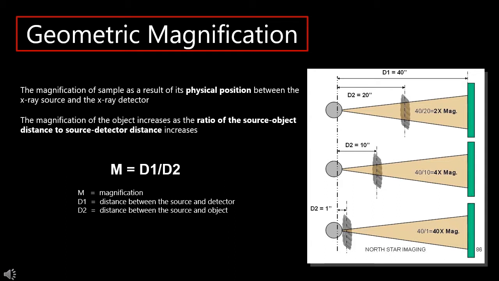So we can see here that as the object is placed nearer to the X-ray source and farther away from the detector, the magnification is increased. So this magnification would be favorable for some applications. However, this would also only capture a small part of the sample for the radiograph.